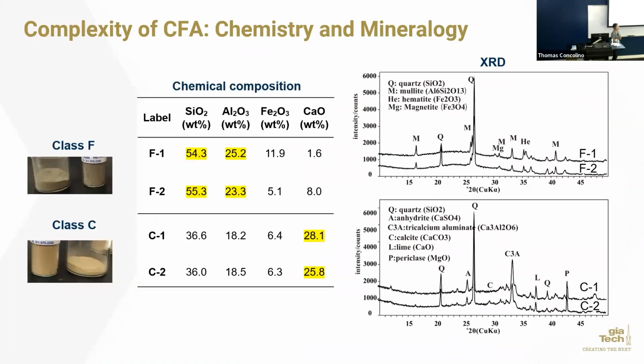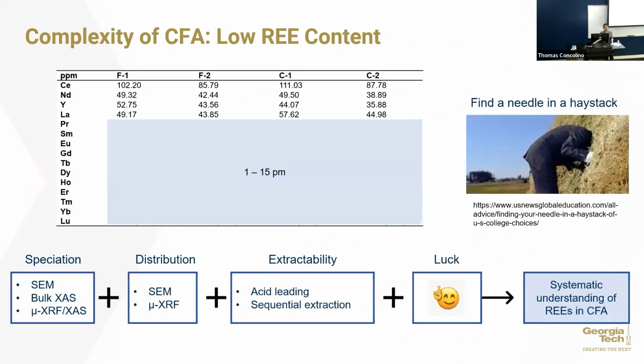And now another side of the complexity comes from the chemistry and mineralogy. For coal fly ash, we typically divide them into class C and class F ashes. And the main difference is on the silicon, aluminum, iron oxide, and also calcium oxide content. So as you can see here, class F ash contains more silica and aluminum oxide versus class C ash contains a lot more calcium oxide or calcium containing mineral phases as well. And as you will see later, this actually makes a huge difference when we try to extract REE from these different types of ash. And another complexity is really the low REE content.